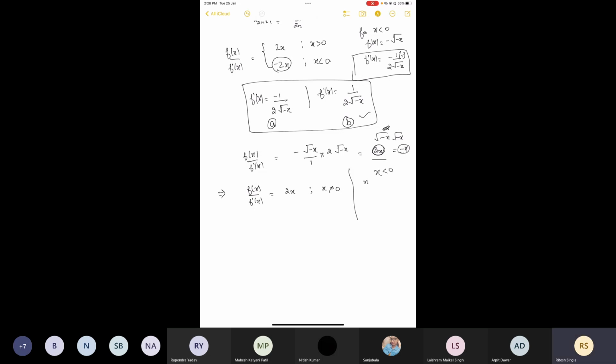See, x is less than 0. Say x is equal to minus 2. So it is minus of minus 2 into root 2, which is 2. Minus of minus, right? Minus x. Is it fine? Everyone, yes sir. So f prime x will be 2x only whenever x is non-zero.